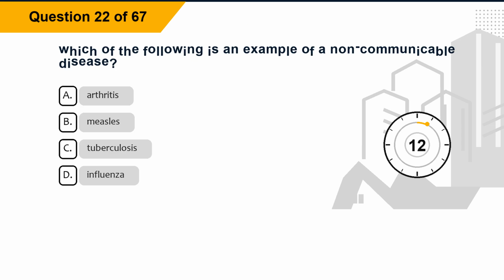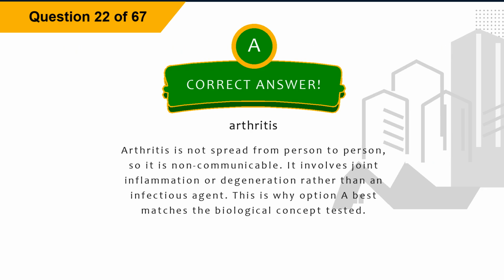Question 22. Which of the following is an example of a non-communicable disease? Option A, arthritis. Option B, measles. Option C, tuberculosis. Option D, influenza. The correct answer is option A, arthritis.